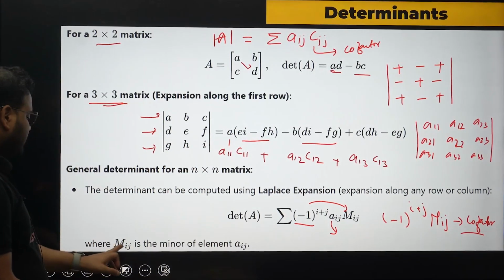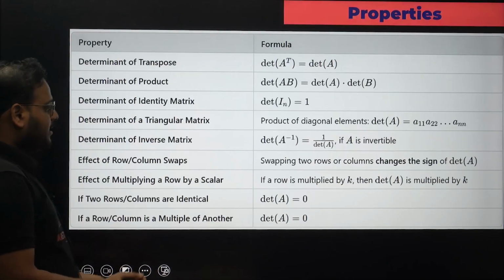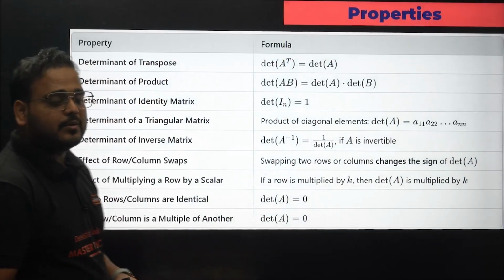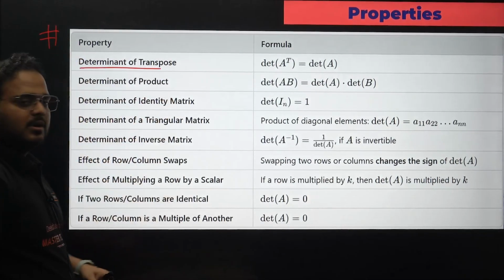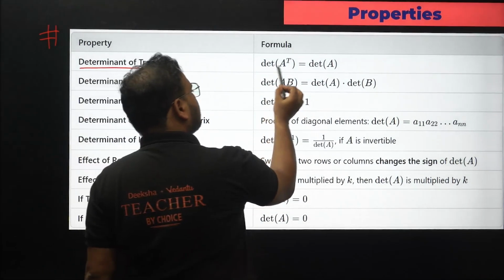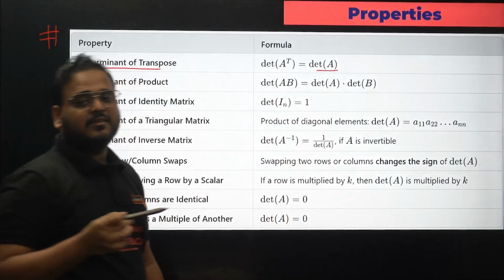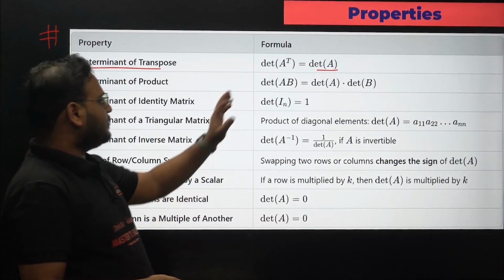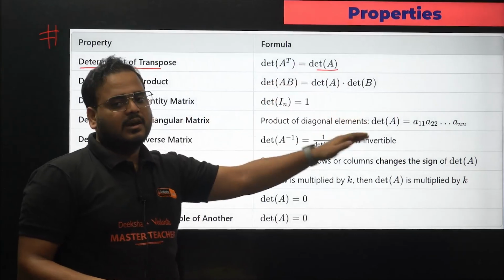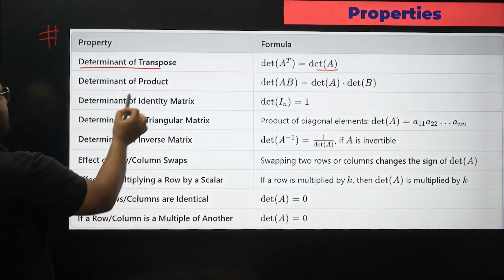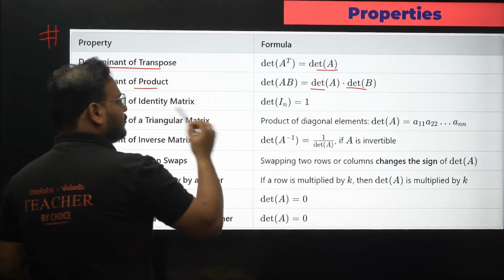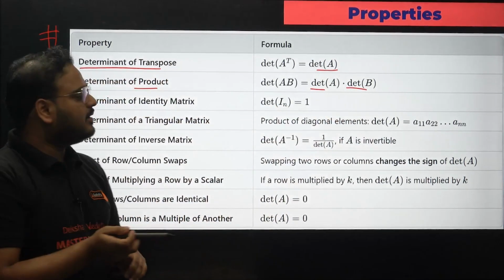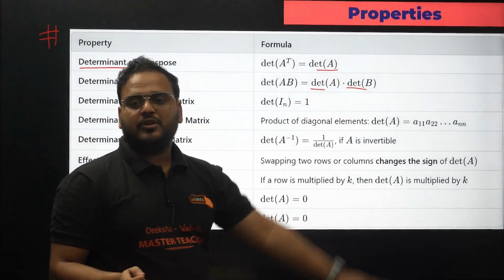Let's move on. Mij represents minor. Again, some properties of determinant. Please remember this, very important. Determinant of transpose remains the same, whether you take the determinant of the transpose or of the matrix itself, it does not matter. Determinant of a product: determinant of A times B. If you have multiplied 2, 3, 5 matrices, the determinant can be separated individually for each of the matrices.